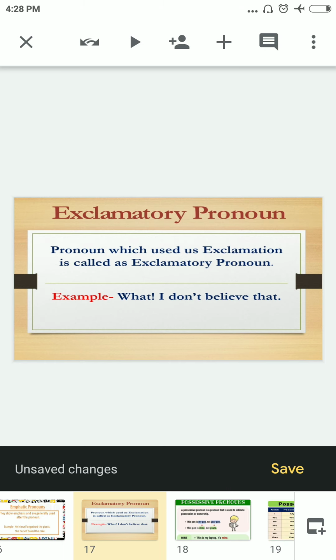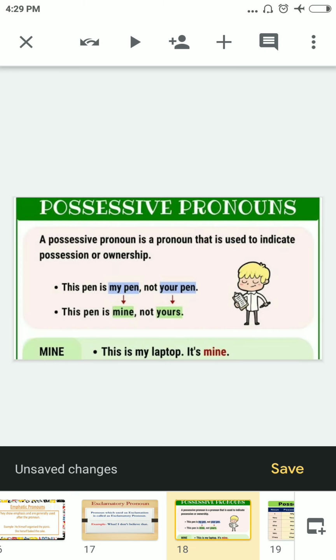So you are able to understand by that. Now we have to move further with the next type, and that is possessive pronoun. Possession, ownness. Okay, and we can say जहाँ मालिकी दिखाने का काम करते हैं, जहाँ possession दिखाने का काम करते हैं, belongingness, when we are showing the belongingness.